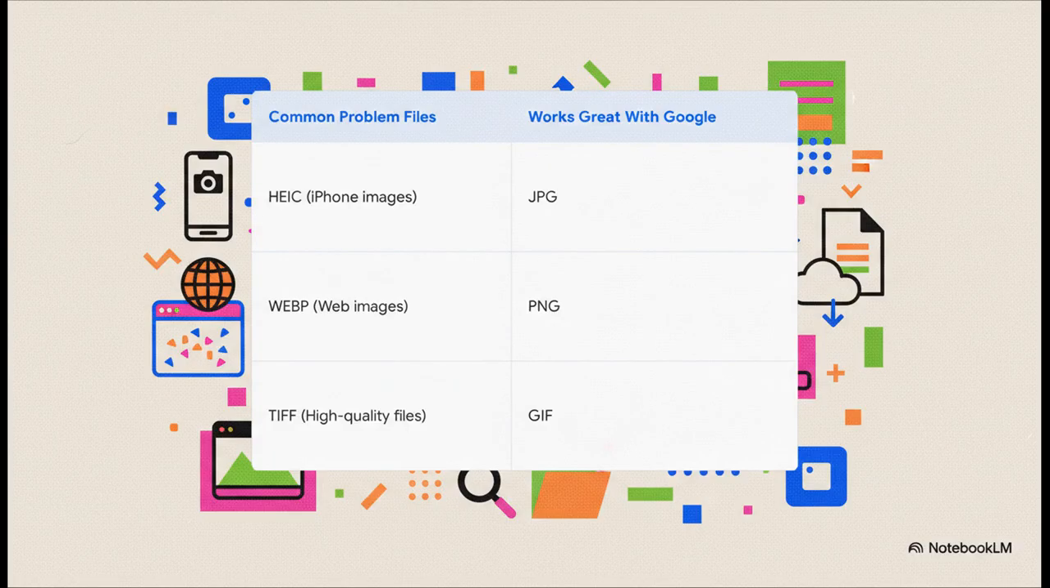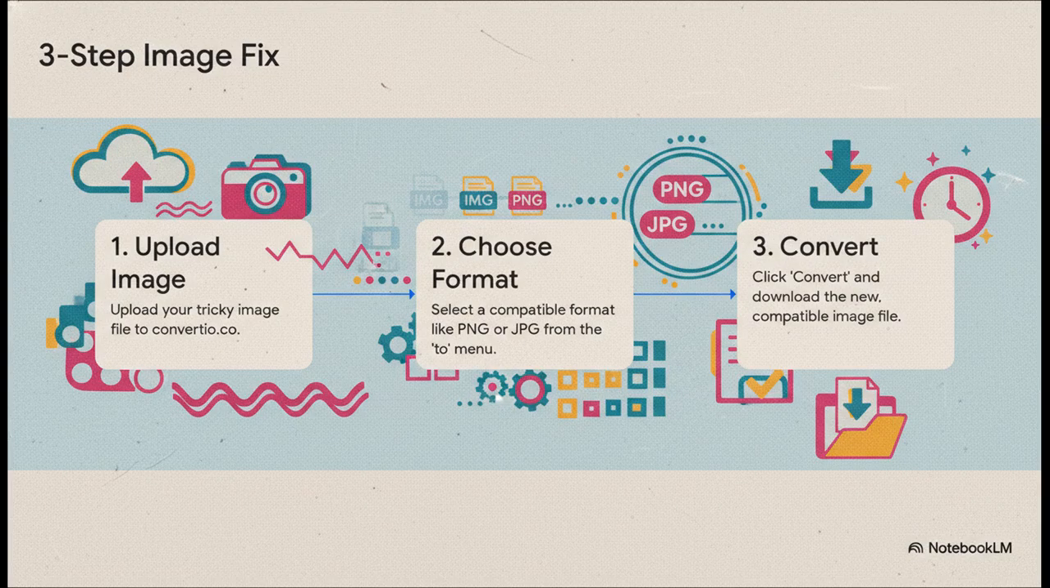Yeah, this chart breaks it down perfectly. If you've got an iPhone, you've definitely seen those HEIC files. Well, Convertio can turn them into standard JPGs in a blink. Found a great image online, but it's a WEBP file? No problem. Just turn it into a PNG. Got one of those super high-quality TIFF files? You can make it a JPG or a PNG that'll work perfectly in Google Slides, Docs, you name it. And just like we saw with the PDFs, the process is ridiculously easy. You upload your image, you pick a format that you know works, like PNG or JPG, you click that Convert button, and you download the new file. I'm telling you, in probably less than a minute, your image problem is totally gone.